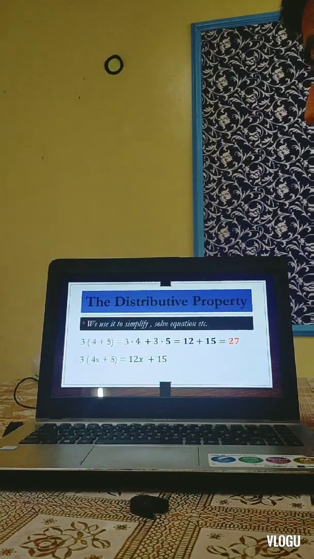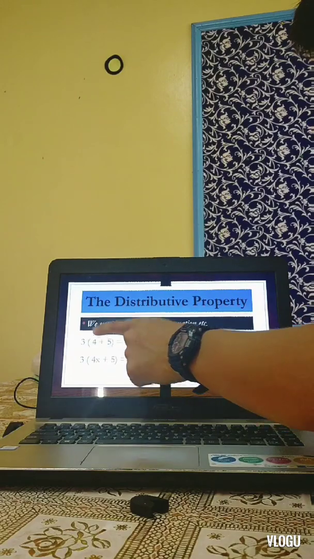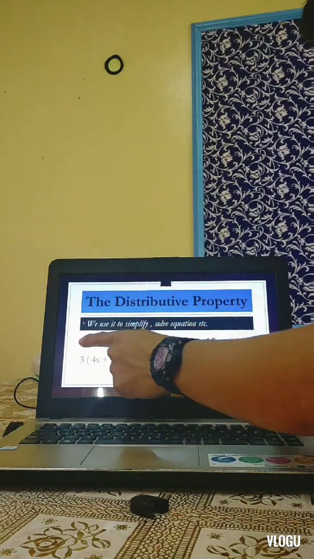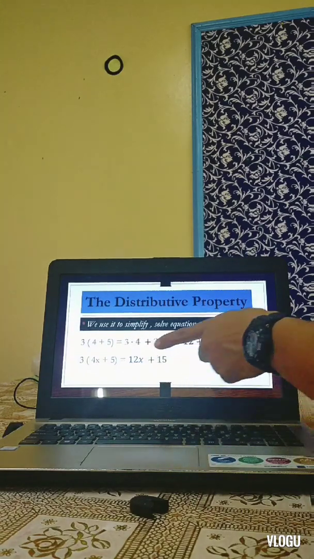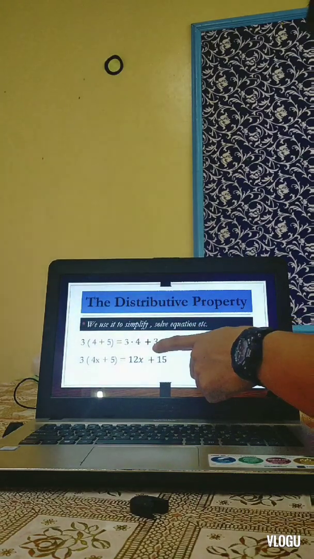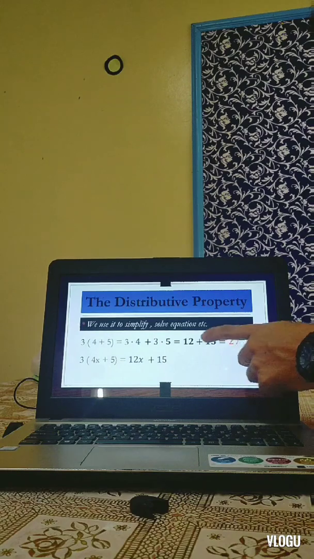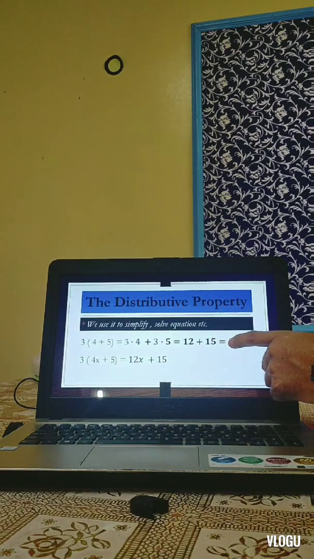Then the last one is the distributive property of real numbers. We use it to simplify or solve equations. For example, 3 times 4 plus 5. We're going to distribute 3 times 4. You will have 3 times 4, then also 3 times positive 5. So you have the result: 3 times 4 is equal to 12, and 3 times 5 is equal to 15. So 12 plus 15 is equal to 27.